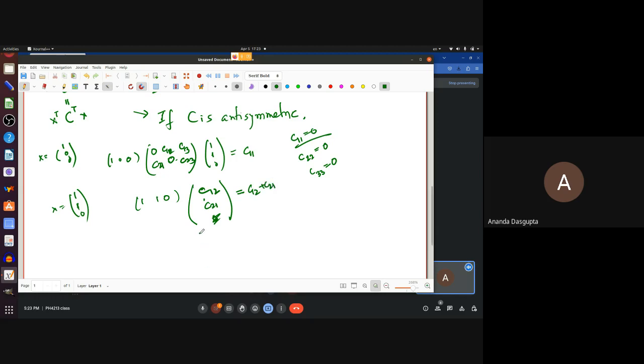Since X transpose CX is 0 for all X, it is 0 for this one, so it tells you C12 equals minus C21. In fact, all you have to do is take an X with a 1 in the ith position, 1 in the jth position, and zeros everywhere else. If you do that, the value of X transpose CX is Cij plus Cji, and that has to be 0.